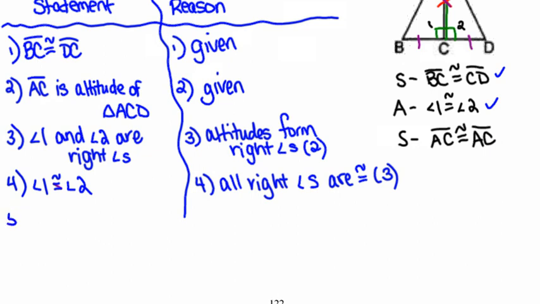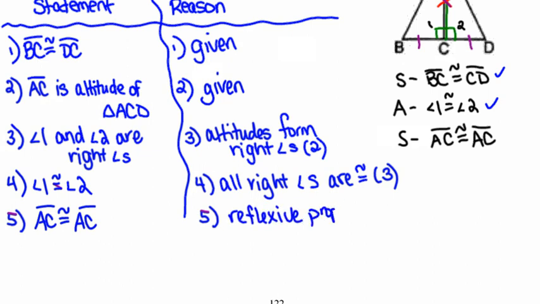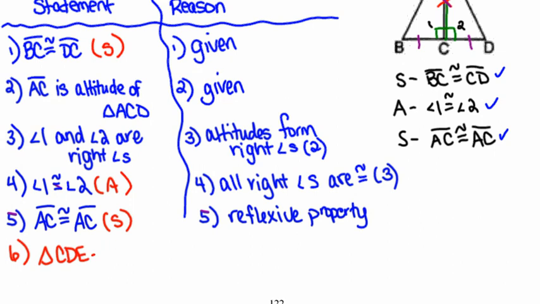The last thing that I have to do before I can say that these triangles are congruent is to use the reflexive property. And at this point, I'm pretty sure I have this all in here. There's a pair of congruent sides, a pair of congruent angles, a second pair of congruent sides. I'm all set up perfectly now to say that triangle CDE is congruent to triangle CFE. And the reason is side angle side, using statements 1, 4, and 5.